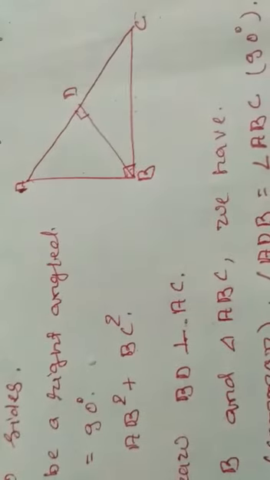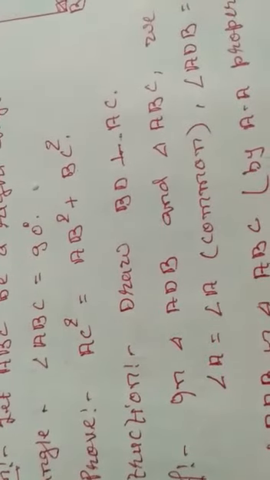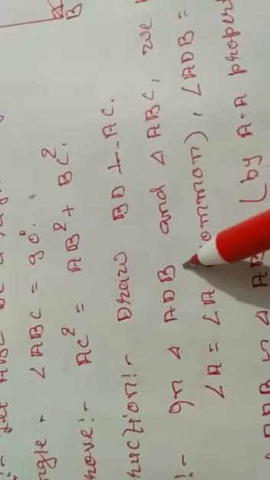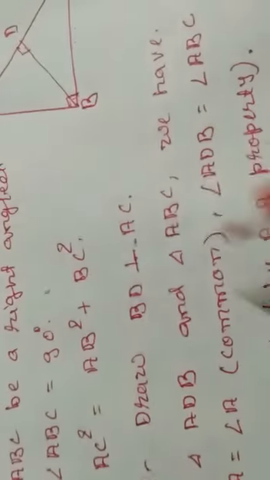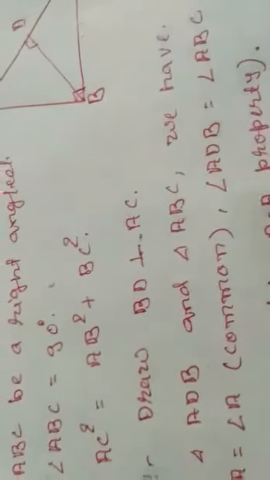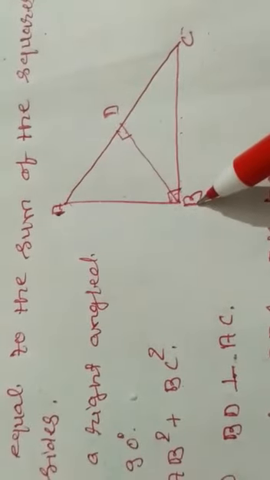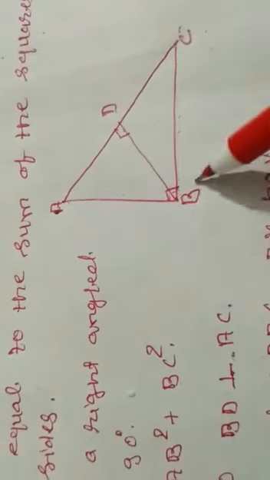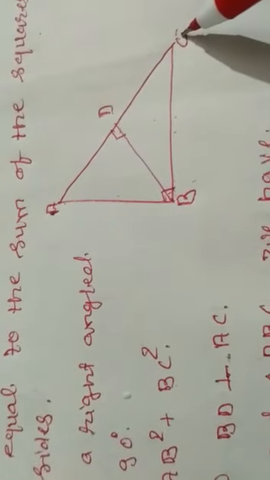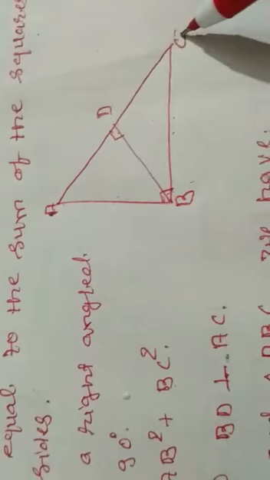So let's see, we are going to make triangle ADB. In triangle ADB and triangle ABC we have, let's have a look at those triangles. Triangle ADB and triangle ABC. These two triangles are in correspondence form.